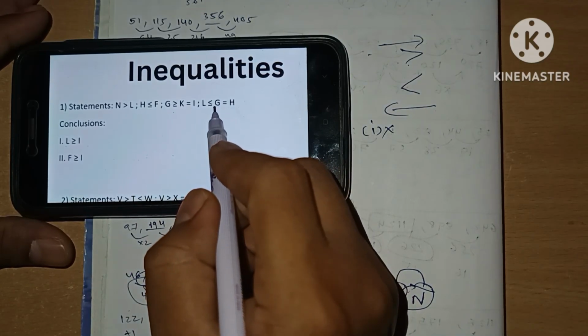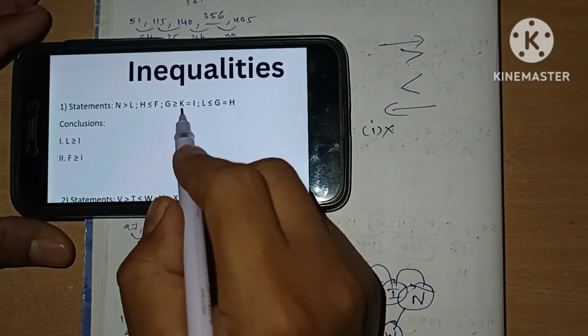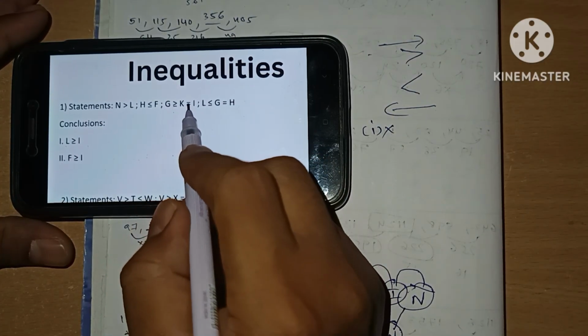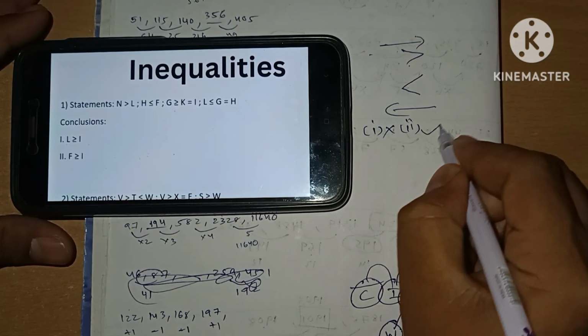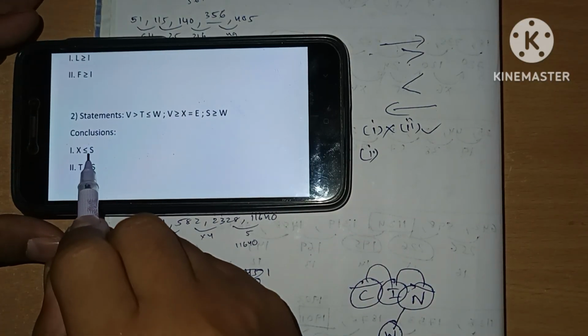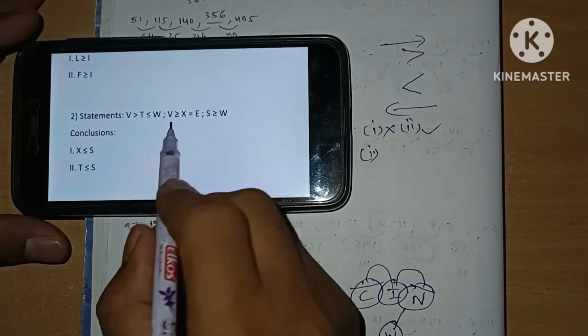From H we can reach to G. From G we can reach to K and I. And there is equal to everywhere also. So second conclusion will be true. Second question, the flow from S to X with everywhere equal to.